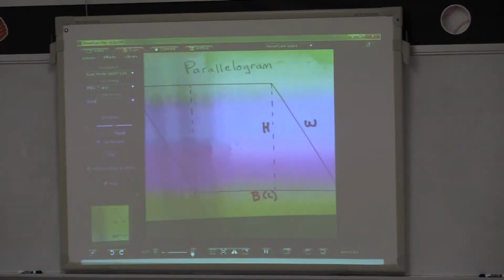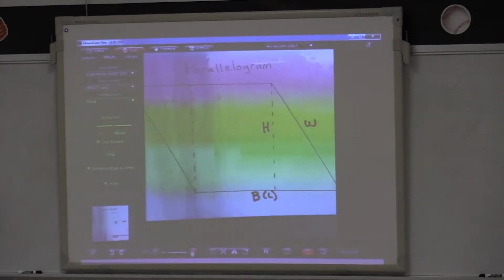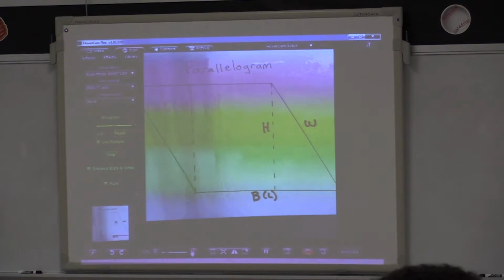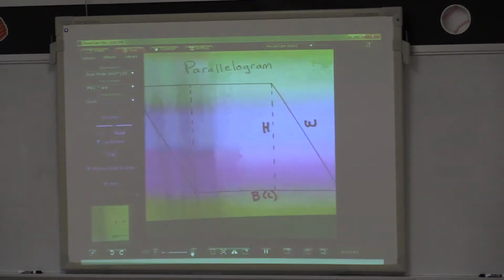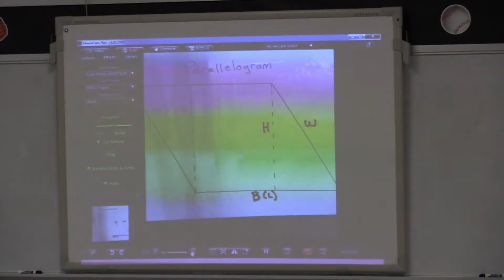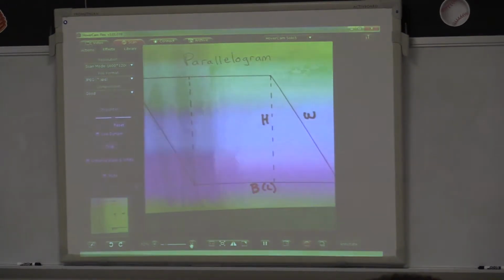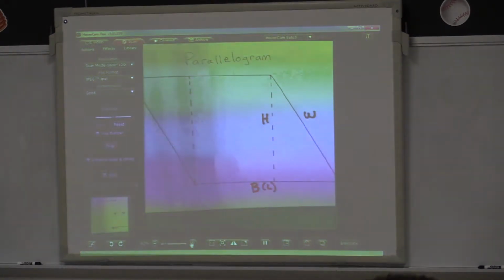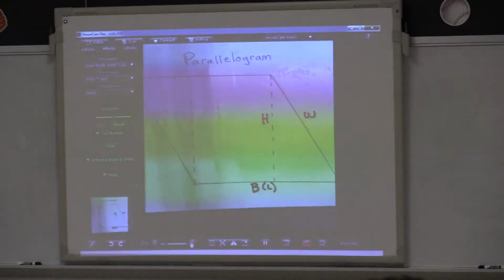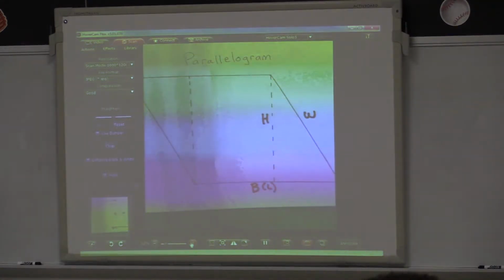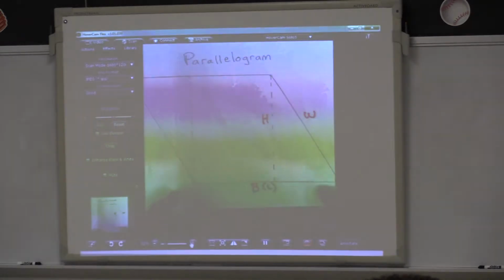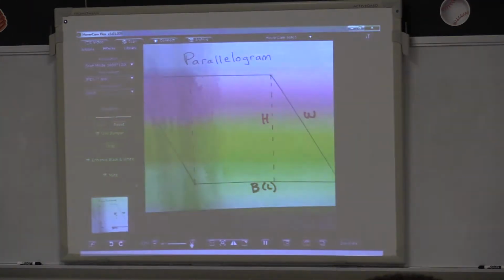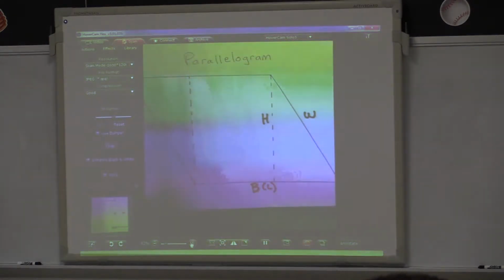So the parallelogram, a lot of people think, okay, if the rectangle is length times width, why isn't the parallelogram? Why don't I just multiply base times width, length times width? Doesn't that work? No, it doesn't. Won't work. Why not? That's what we're going to look at. Why isn't the parallelogram this side times this side, like many people think? Well, let's take a look at why not.